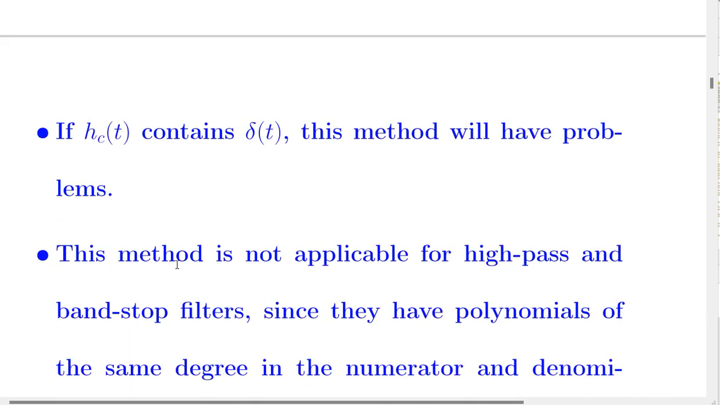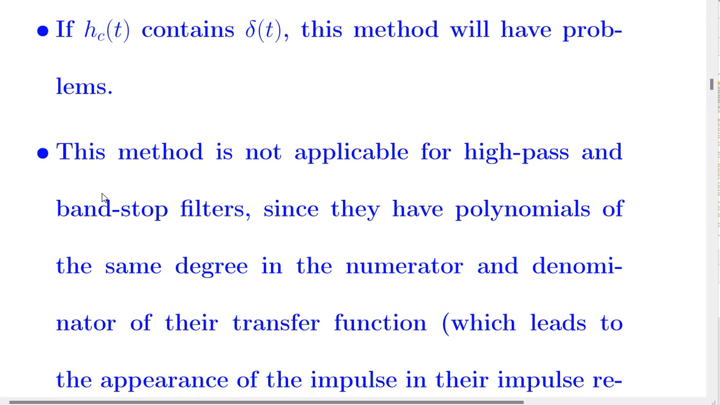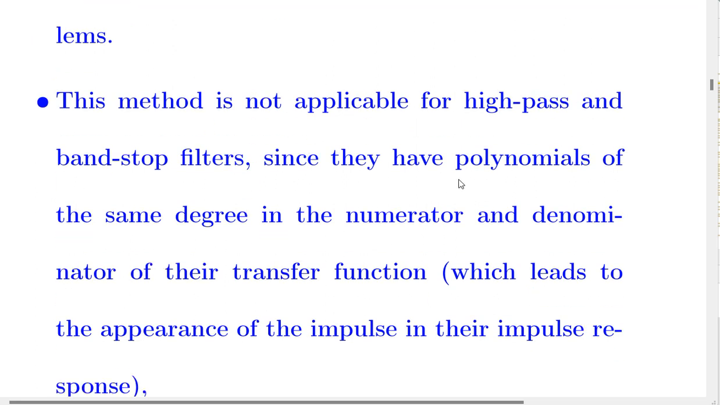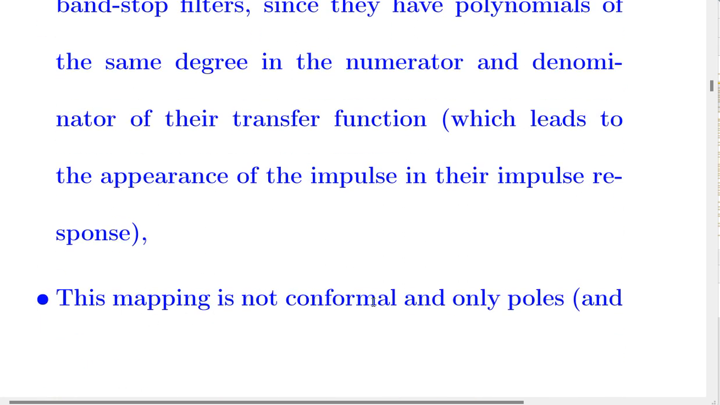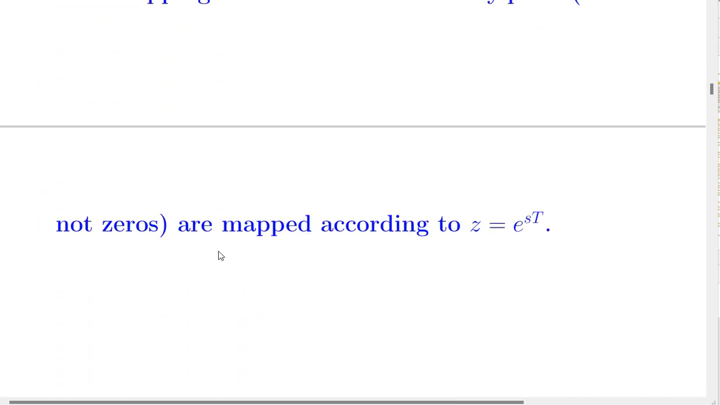Anyhow, if Hc of t contains delta of t, this method will have problems. This method is not applicable for high-pass and band-stop filters since they have polynomials of the same degree in the numerator and denominator of their transfer function, which leads to the appearance of the impulse in their impulse response. This mapping is not conformal, and only poles and not zeros are mapped according to what we just mentioned as a mapping. Okay?